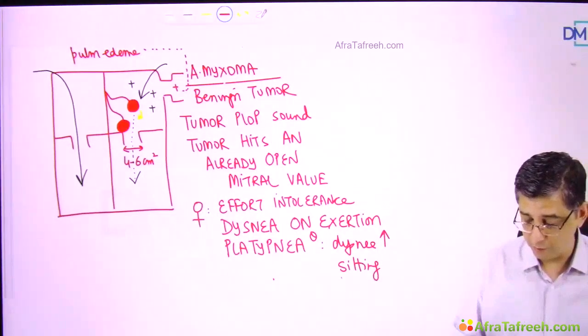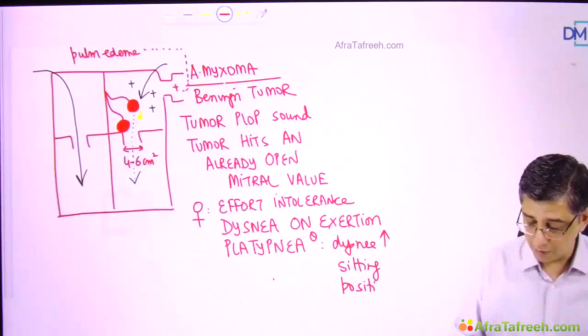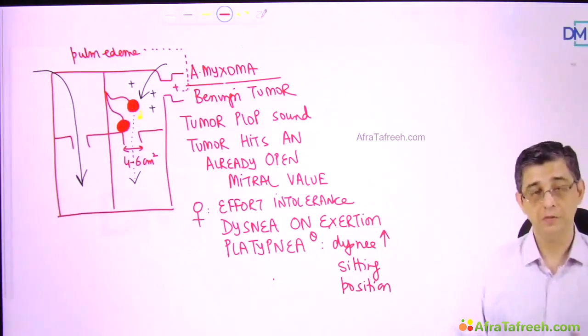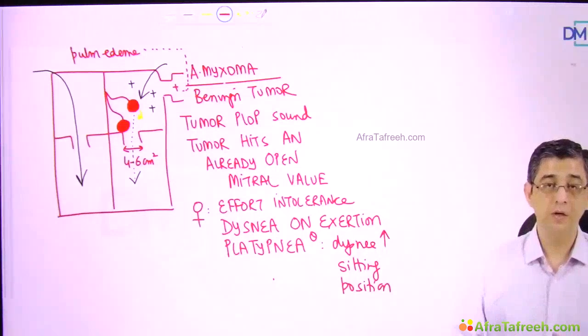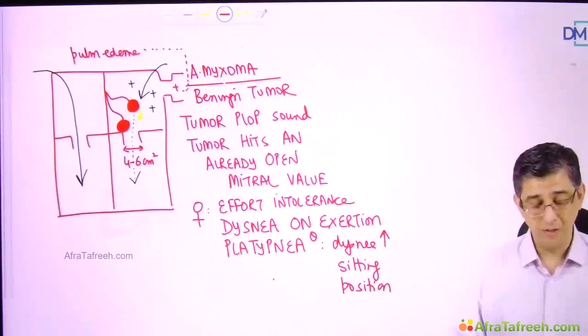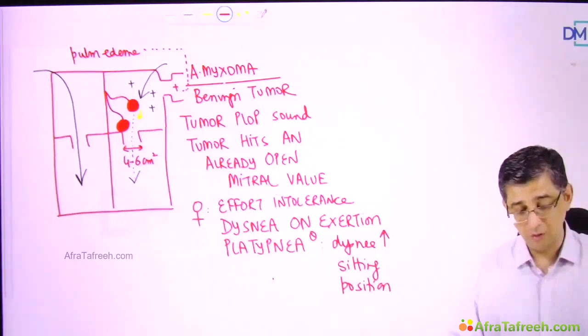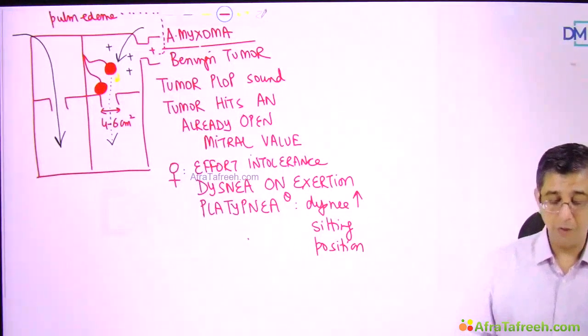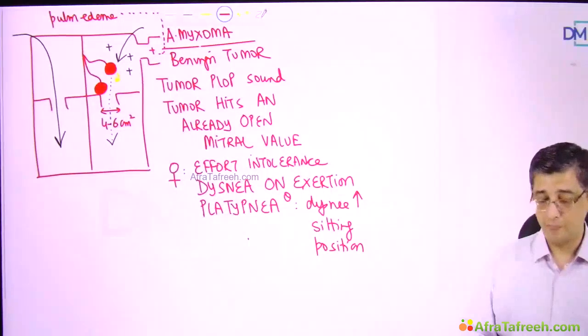Why this is important for you is simply that in cardiology we tend to focus on the word orthopnea, which is breathlessness in the supine position. Orthopnea is what you get in a routine case of acute congestive heart failure. But here we're not talking about congestive heart failure. We're rather talking about a tumor that is physically blocking the inlet of the mitral valve. Therefore, platypnea is a very good way to solve this question.